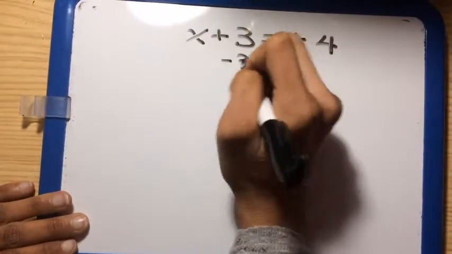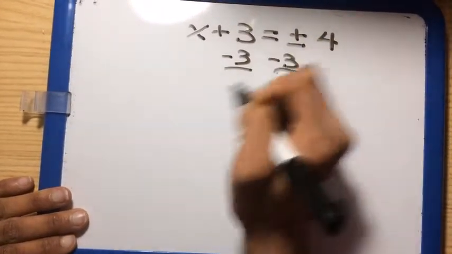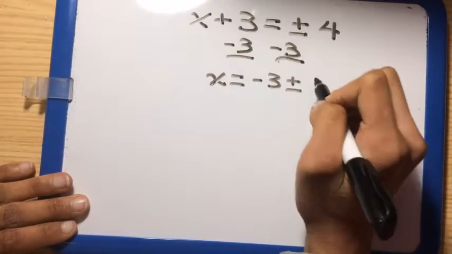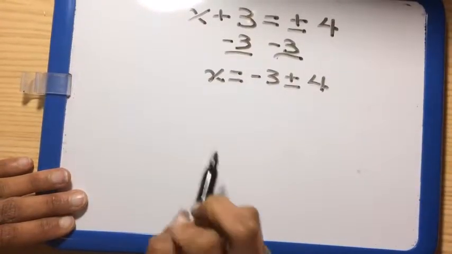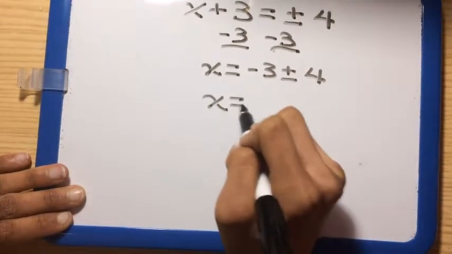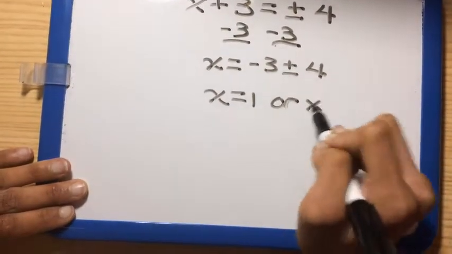Now we're going to subtract 3 from both sides. We get x is equal to negative 3 plus or minus 4. Now we can combine like terms. We get x is equal to 1 or x is equal to negative 7.